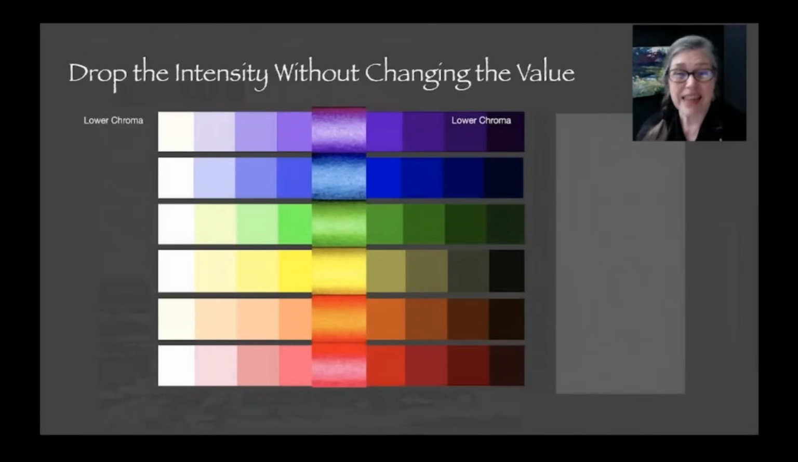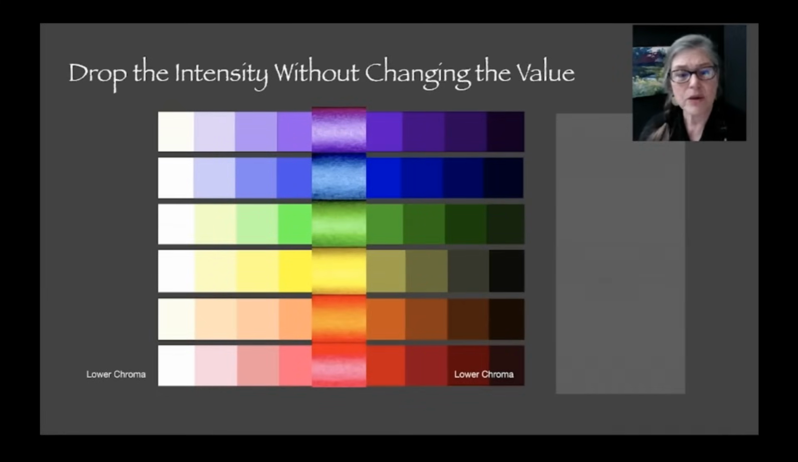You can drop the intensity of a color without changing the value. To lower the chroma or intensity of a light color, you add white. And what that does is the white just simply thins out the paint and desaturates it, makes there be less of the color pigment. To change the intensity of a color going dark, you add black, and that lowers the chroma by, again, diluting that color with black.